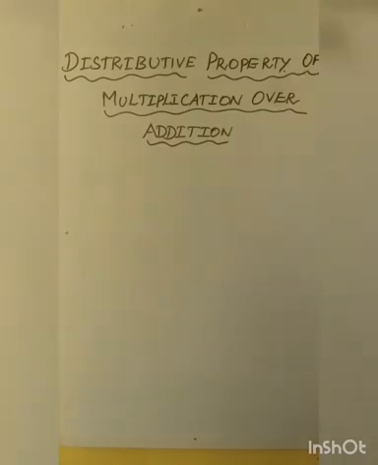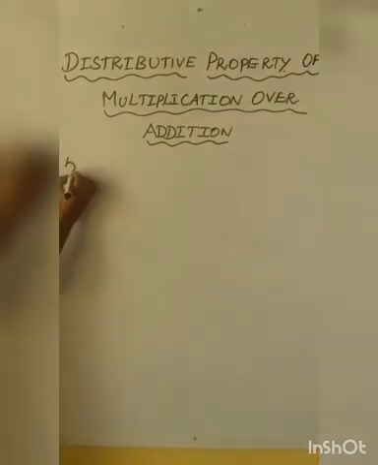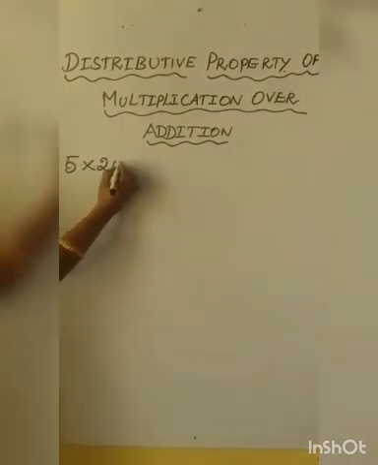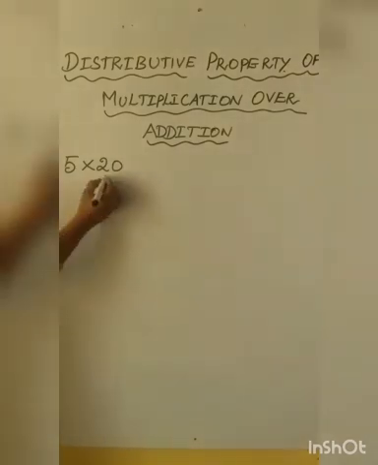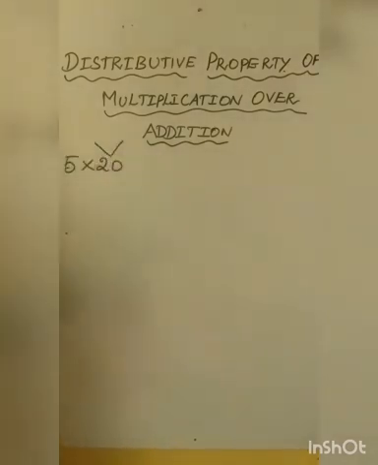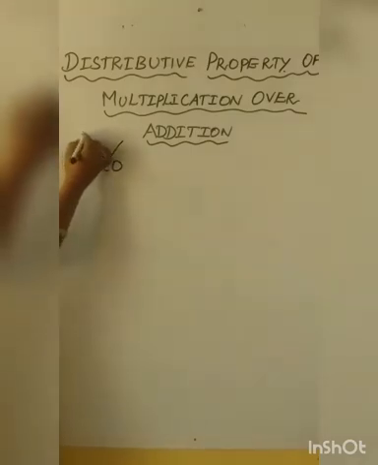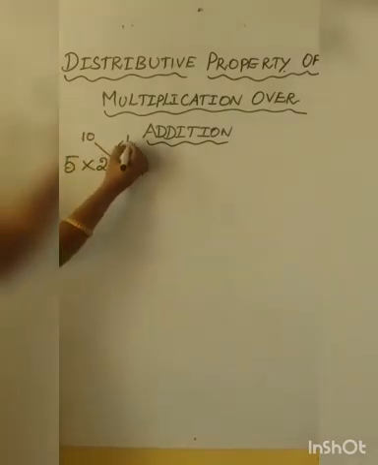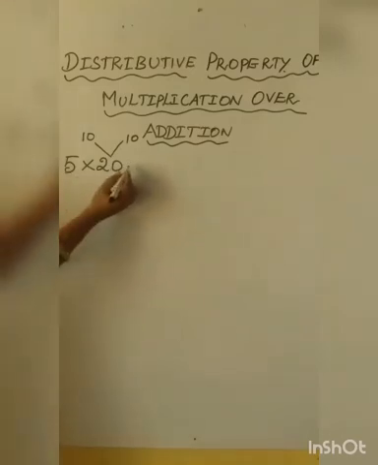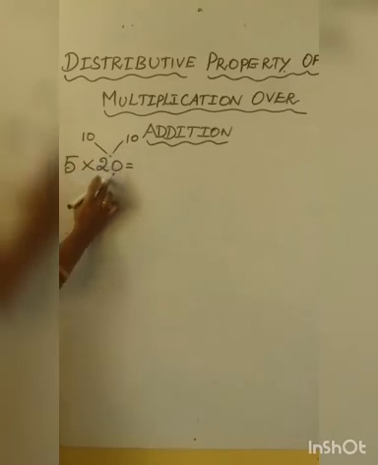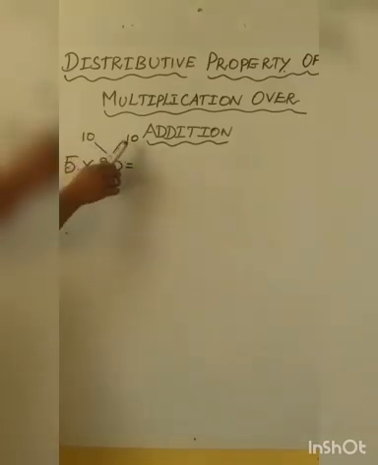Okay, first you have to take any number. Suppose I want to take 5 multiplied by 20. Just I have to separate 20 into 10 plus 10. Okay, so the cost of biscuit is 10 rupees and the cost of chocolate is 10 rupees. Okay, listen children, 5 multiplied by 20. Just I have to split 20 into 10 plus 10.